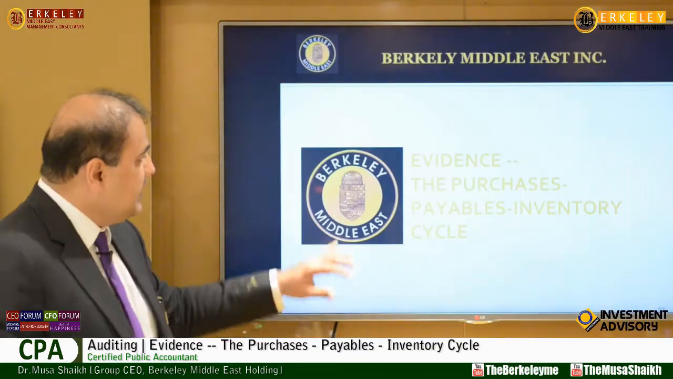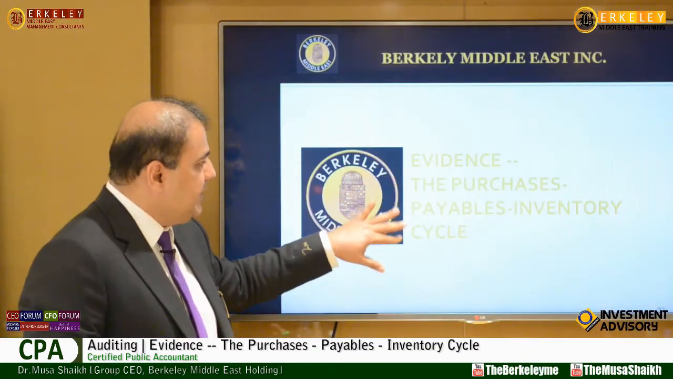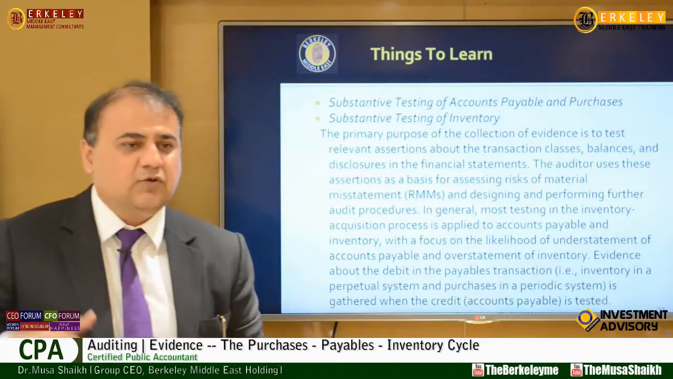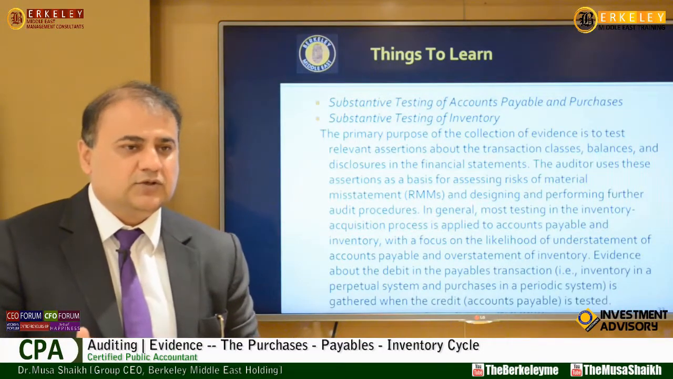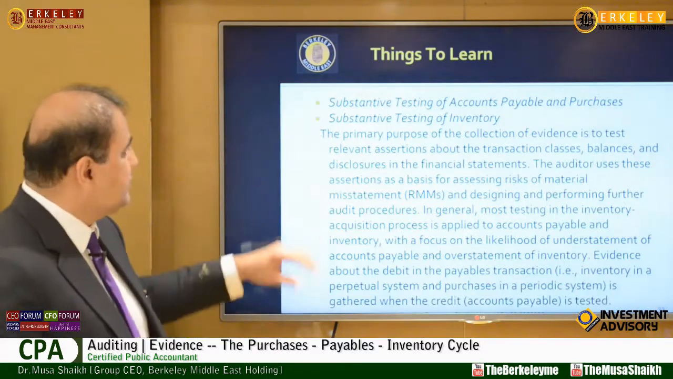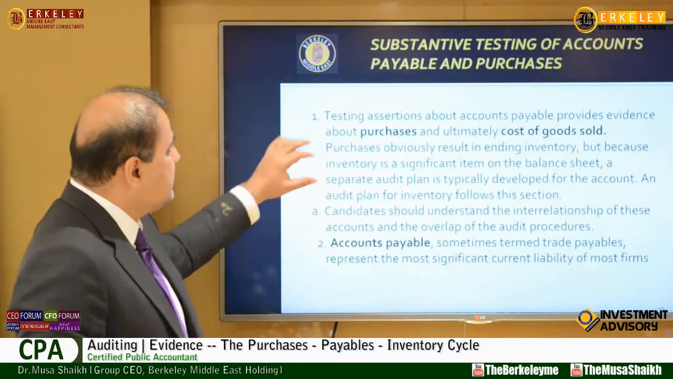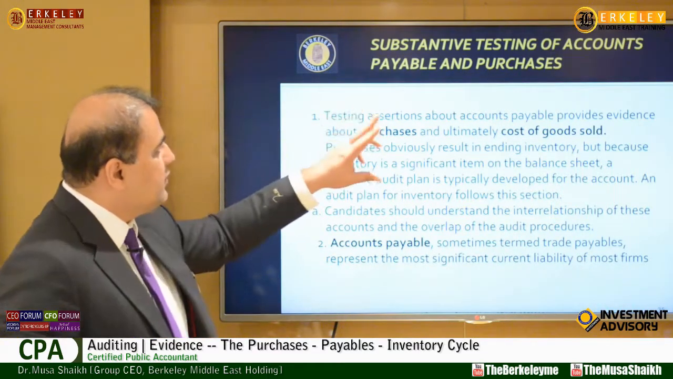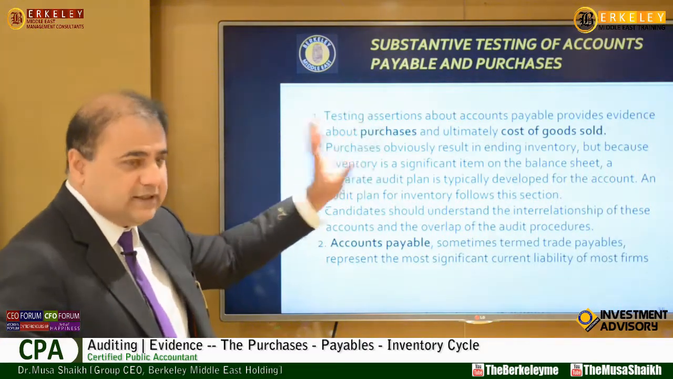Moving forward, we'll see evidences about purchase, payable, and inventory. Previously you were selling, now you are buying. So the CAVE CROP will remain the same and the consideration will be the same also. He says that substantive testing of accounts payable and purchases.